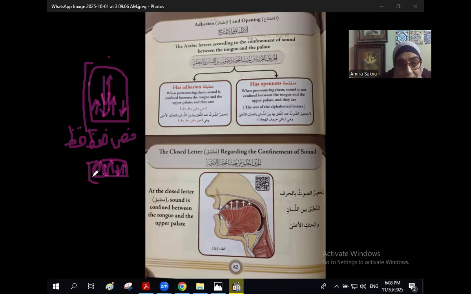The floor is just under the dome. Those are going to be صاد, ضاد, and طاء, and ظاء. Those 4 letters, when we pronounce them, the sound rises toward the roof of the mouth or the dome of the palate, but not only this, it is confined. The sound is confined between the tongue and the upper palate, like this room. Imagine this is the tongue and this is the upper palate. Thus the sound is confined between the tongue and the upper palate.